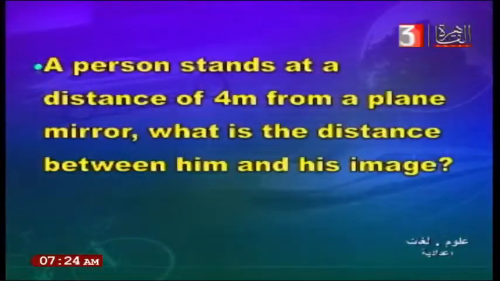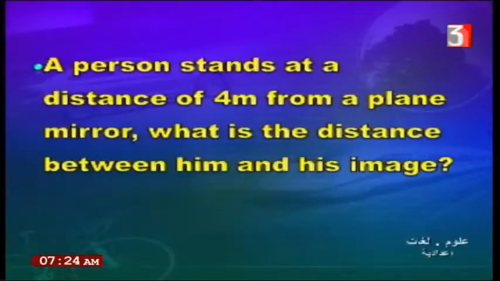A person stands at a distance of 4 meters from a plane mirror. What is the distance between him and his image? Okay, let's remember the properties of a plane mirror, which are virtual, upright, equal in size, laterally inverted or reversed, distance between the object and the mirror equals distance between the image and the mirror, and the straight line between the object and the image is perpendicular on the reflecting surface.